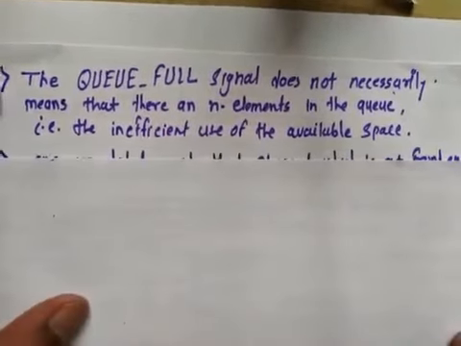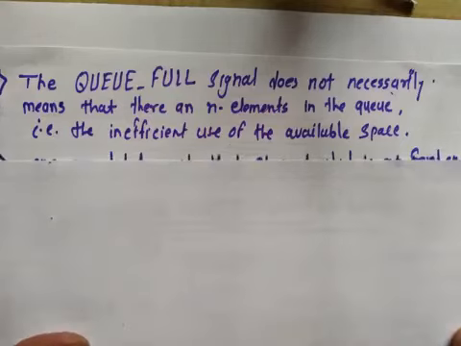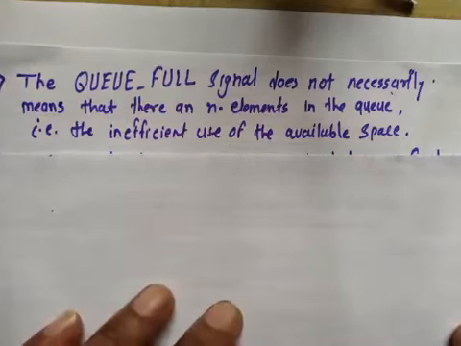The queue full signal does not necessarily mean that there are n elements in the queue. That is the inefficient use of available space. What does that mean?